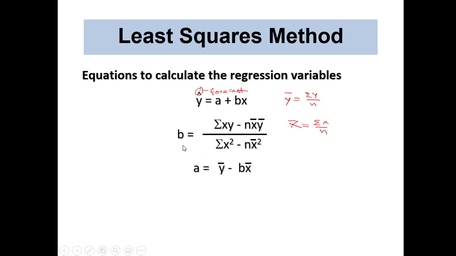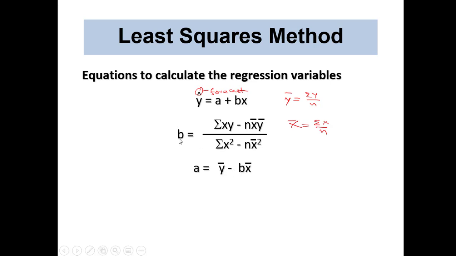When we calculate the slope, then we will be able to use that slope in this equation in order to calculate the trend line. So this equation will give us basically the trend line. The intercept we can calculate as y bar, which is the mean, minus b.